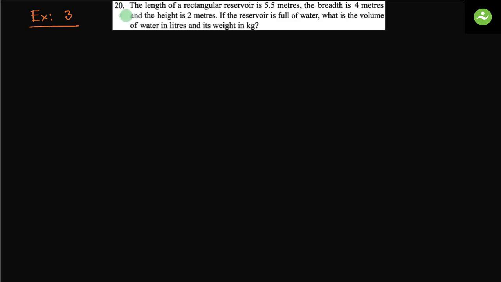Question number 20. The length of a rectangular reservoir is 5.5 meters. The breadth is 4 meters and the height is 2 meters. If the reservoir is full of water, what is the volume of water in liters and its weight in kg? So we have to find two things: volume and weight. And volume has to be in liters and weight in kilogram.